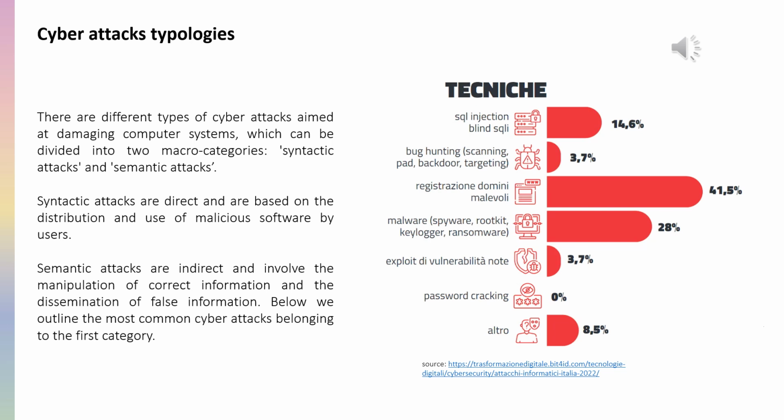There are many different typologies of cyber attacks aimed at damaging computer systems, which can be divided into two macro categories: syntactic attacks and semantic attacks. Syntactic attacks are direct and are based on the distribution and use of malicious software by users. Semantic attacks are indirect and involve the manipulation of correct information and the dissemination of false information. Below, we outline the most common cyberattacks belonging to the first category.